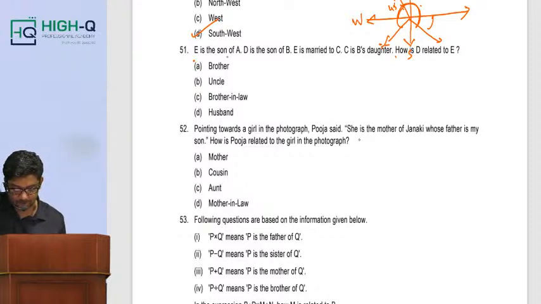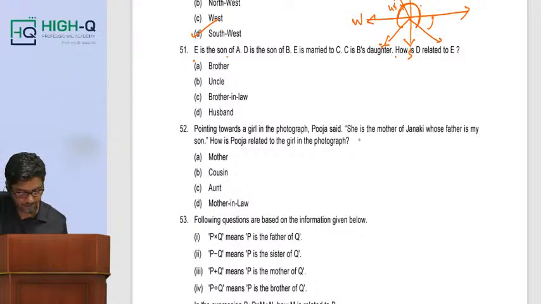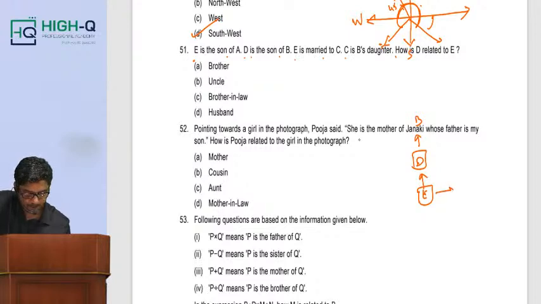E is the son of D. Let me write it. E is son of D. D is son of B. Next step, E is married to C. C is B's daughter.